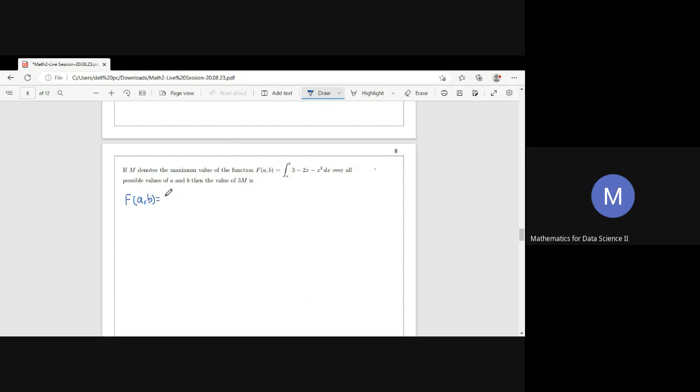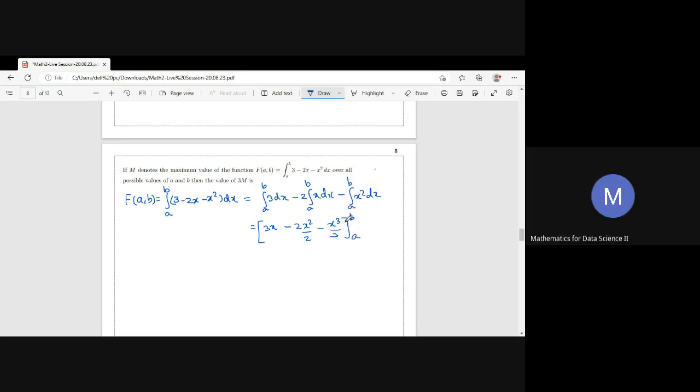So you have the integral from a to b of 3 minus 2x minus x squared dx. If you are doing this integration, you know that you can split it. So what is the answer you will get? 3x minus 2 times x squared by 2, minus x cubed by 3.